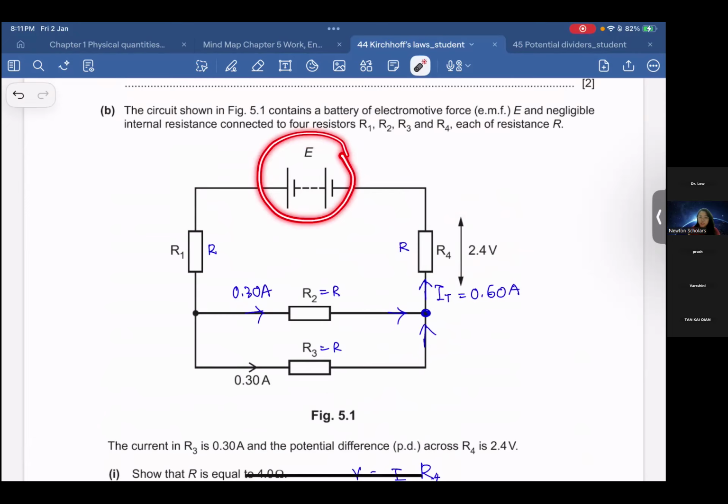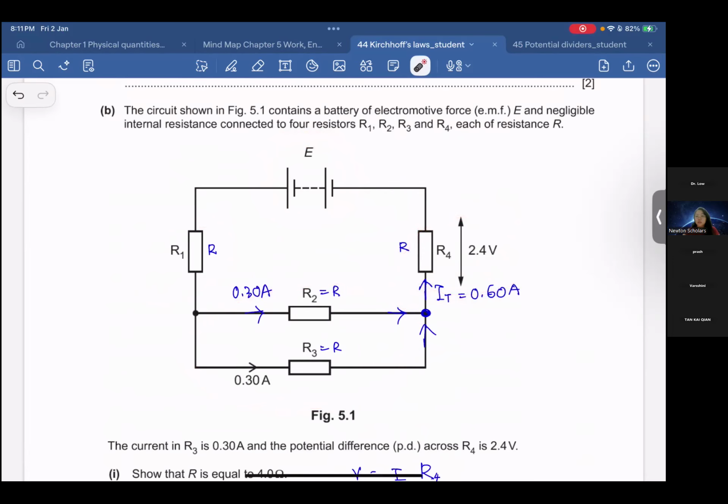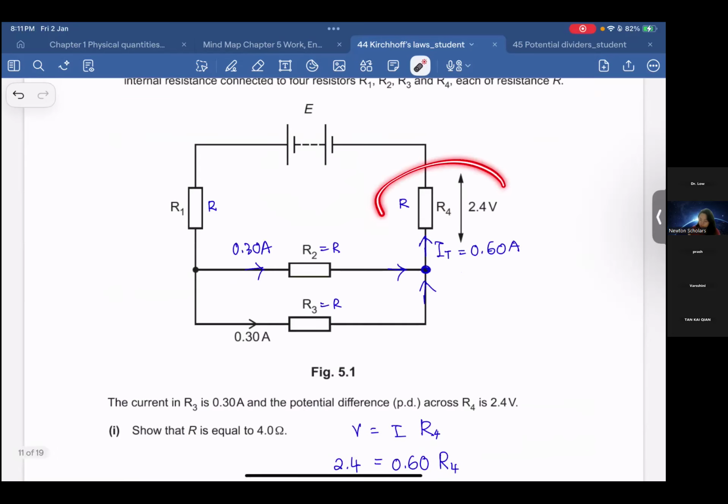This is Kirchhoff's second law, conservation of energy. So EMF equals the total potential difference across the components. Let me check Prasan. Correct, Prasan, two significant figures. Here is 2.4. Then for your R1, what is the voltage? It should also be 2.4 volt.